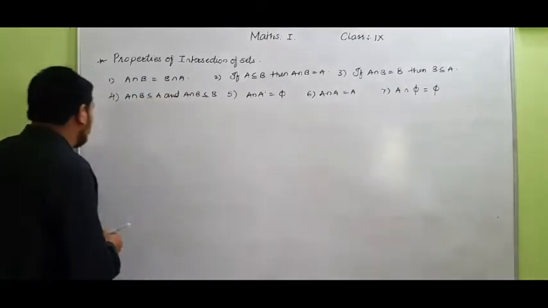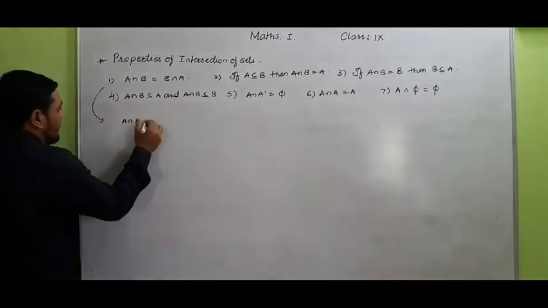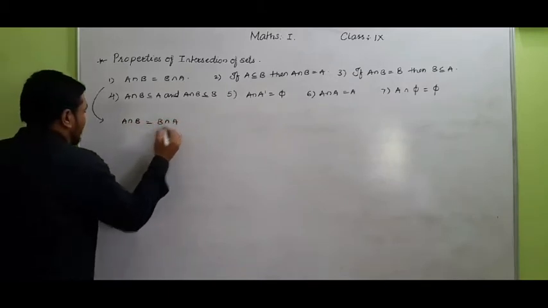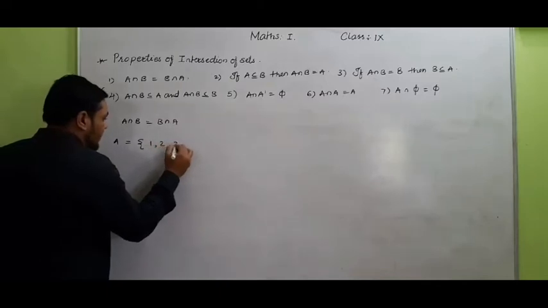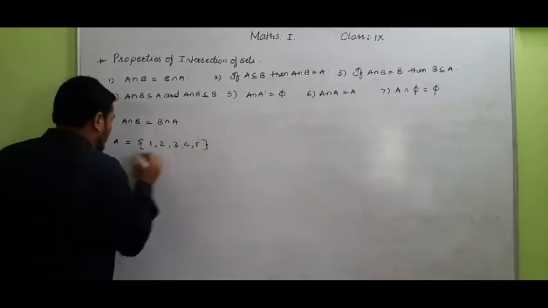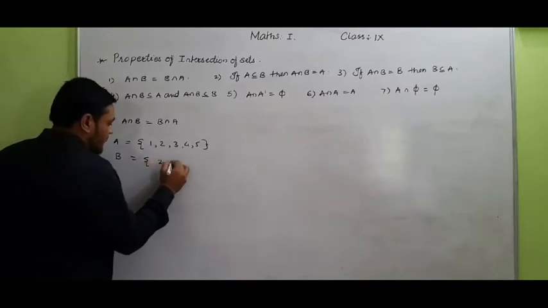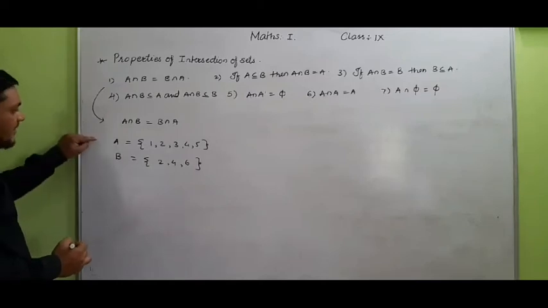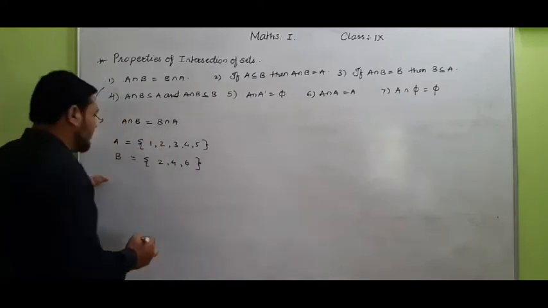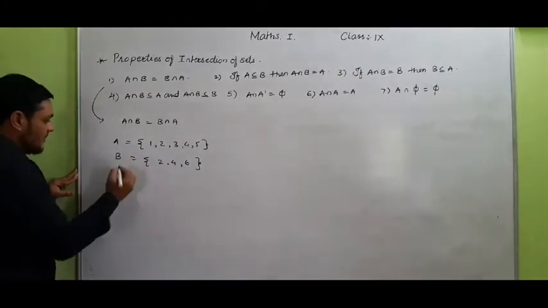Let us take an example in order to understand this property. The first property is A intersection B is equal to B intersection A. Let us take the first set A, which contains the elements 1, 2, 3, 4, 5, and set B which contains the elements 2, 4, 6. Now we will find the intersection of these two sets.